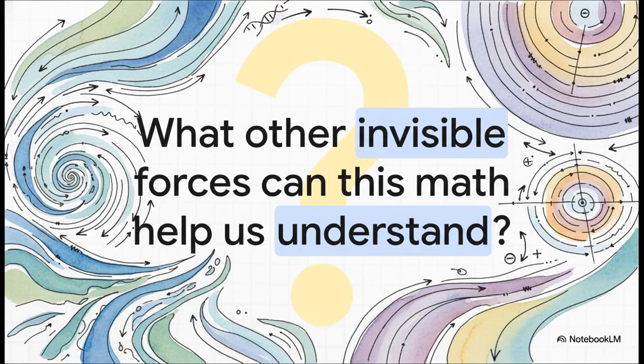So the big takeaway here is that curl and divergence aren't just abstract formulas for your calculus homework. They are the actual language we use to describe how fields behave. For instance, the fact that the divergence of the magnetic field is 0, that's just the mathematical way of saying that magnetic monopoles don't exist. This is the language of fluid dynamics, of electromagnetism, of weather patterns. It's how we find the hidden spin and spread in the invisible forces that shape our entire universe.